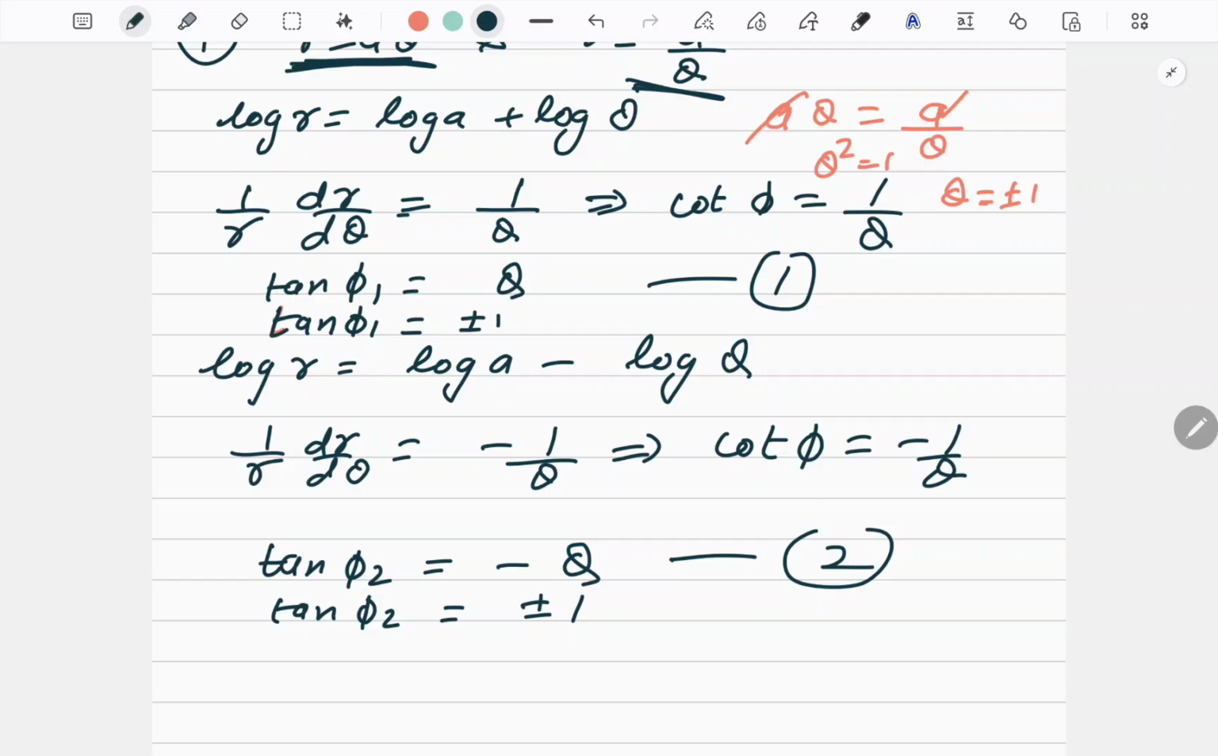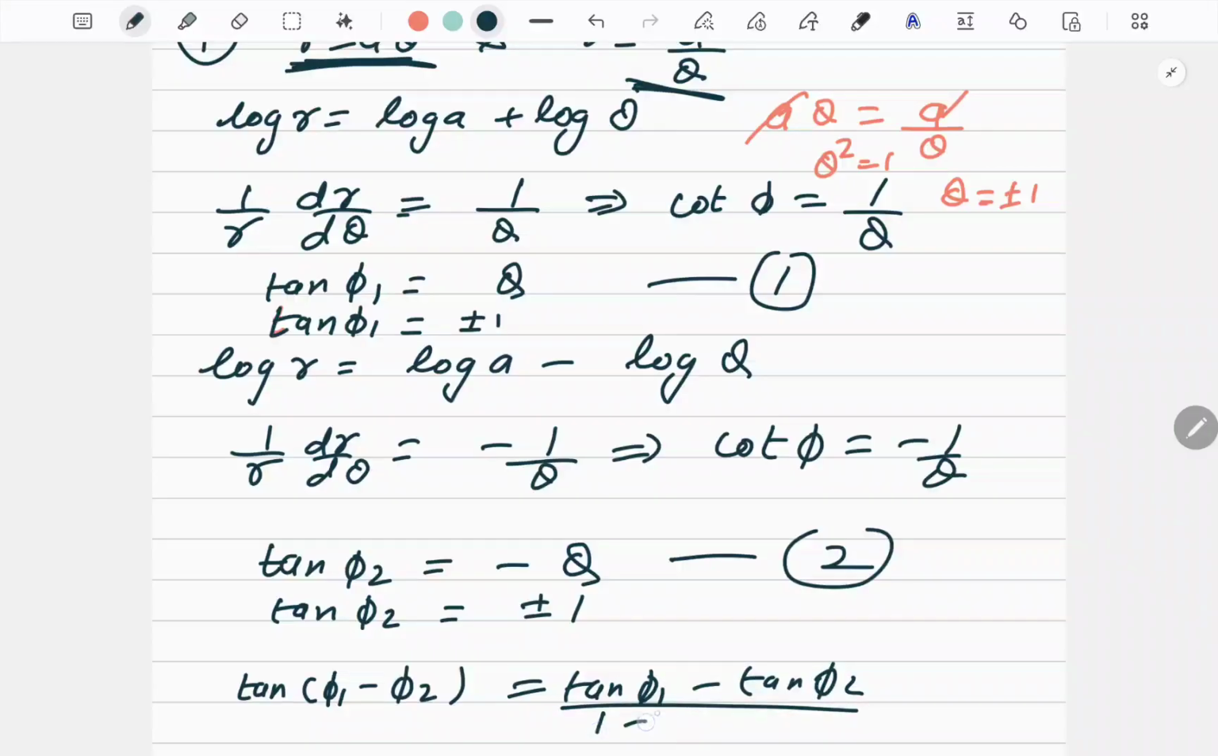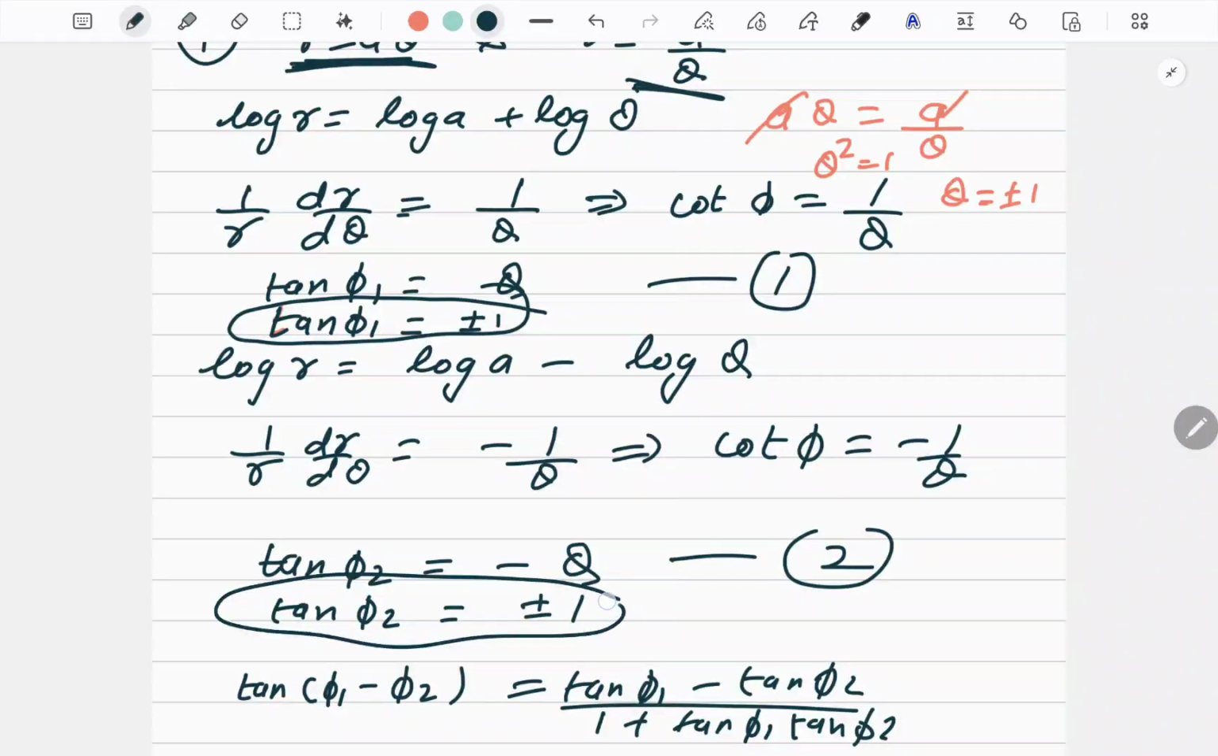Now if you observe, you can definitely apply the formula tan of phi 1 minus phi 2 is equal to tan phi 1 minus tan phi 2 upon 1 plus tan phi 1 tan phi 2. But is it required? No, it is not required. Why? Because you observe tan phi 1 into tan phi 2 is minus 1. If it is minus 1, it is always orthogonal. So directly you can write down the angle between the two curves is equal to 90 degrees. Understood? So directly you can do.